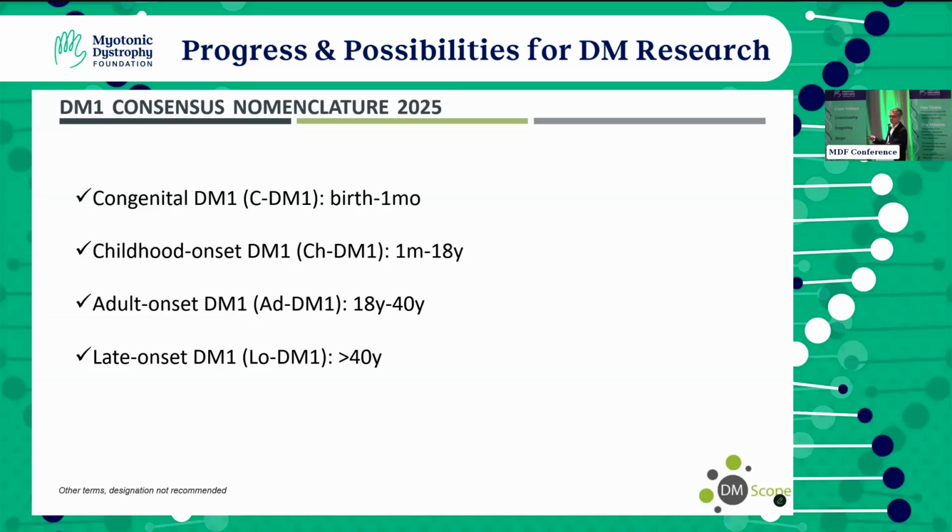So this is from this year, 2025. Please, any other terminology like early adults, teenage, non-congenital, or juvenile, infantile, even we change our designation. And the good thing is that the DM1 study already used for years the appropriate nomenclature.